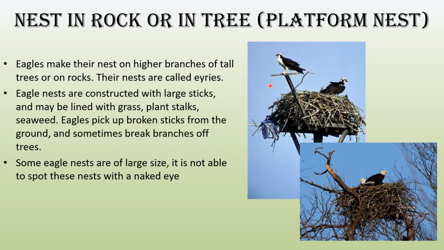Eagle nests are very large in size. That's why we call it a platform nest. And we cannot see it with our naked eyes because it is in the higher branches of tall trees. So eagle nest is also called a platform nest, and eagle nest we call an eyrie. We cannot see this type of nest with the naked eye because they construct it in higher branches of tall trees or on rocks.